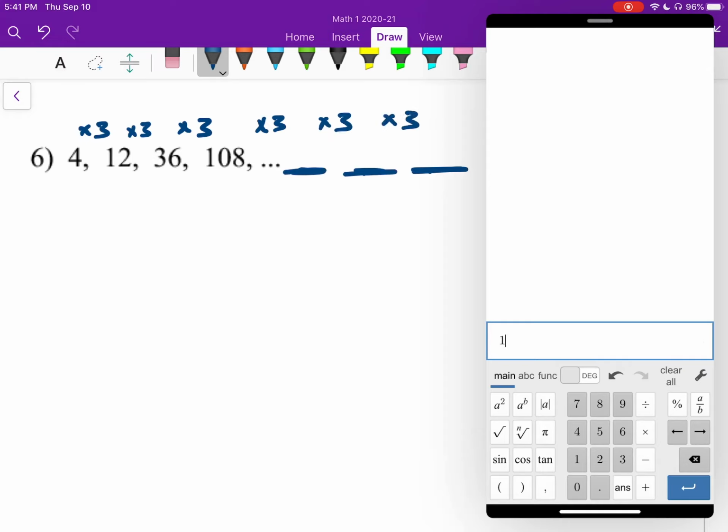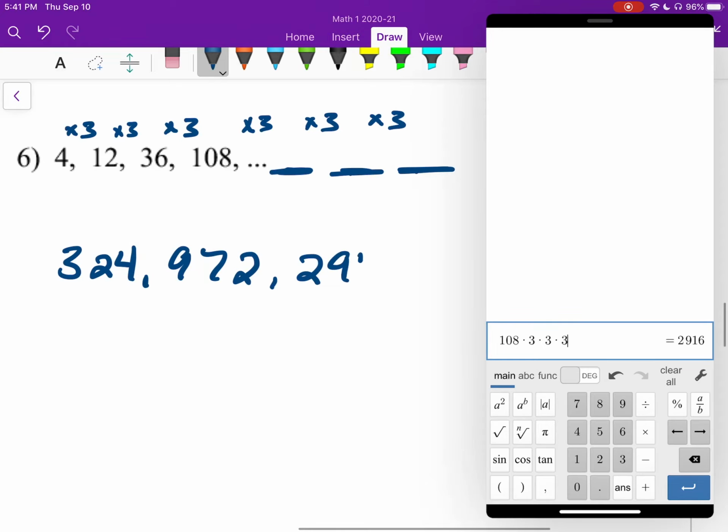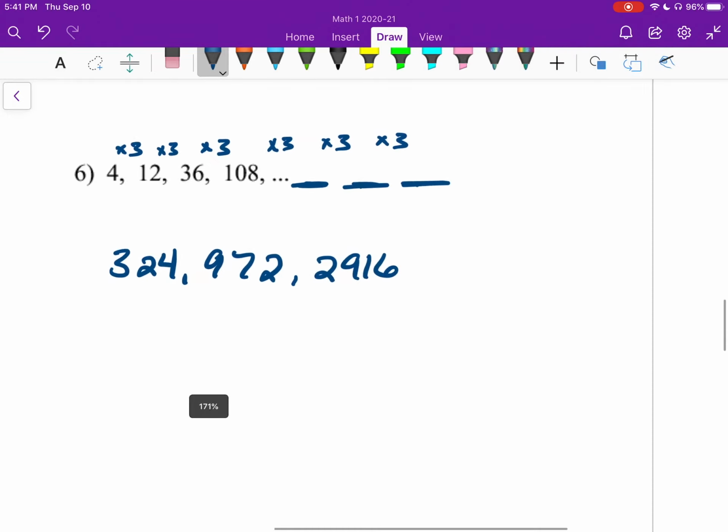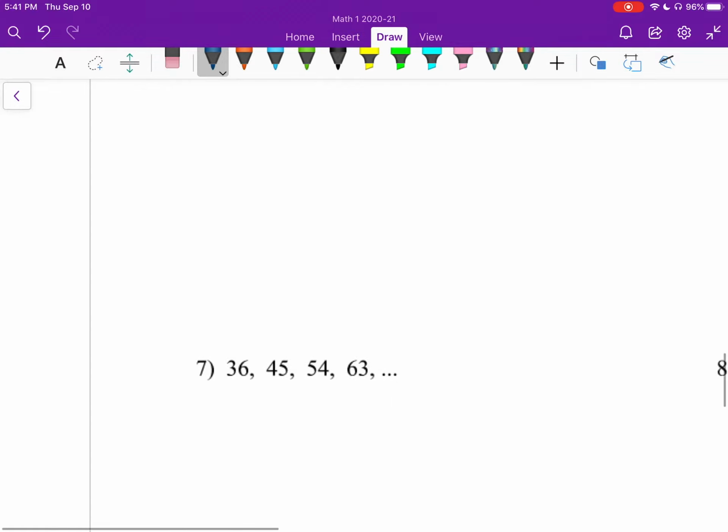So I'm going to take 108 times 3. Oops, not 33. There. So I get 324. I multiply by 3 again, and I get 972. And I multiply by 3 one last time to get 2916. All right, that is number 6. Let's go on to number 7.